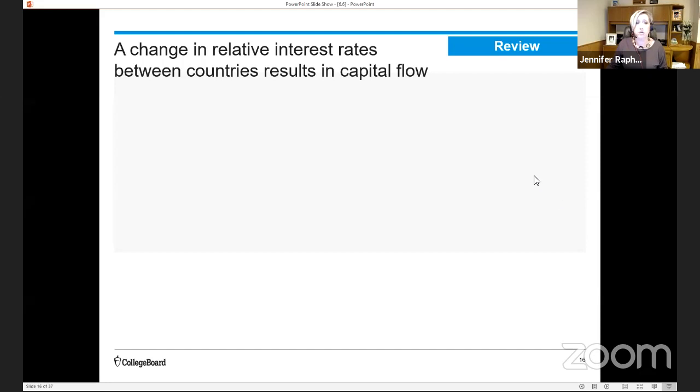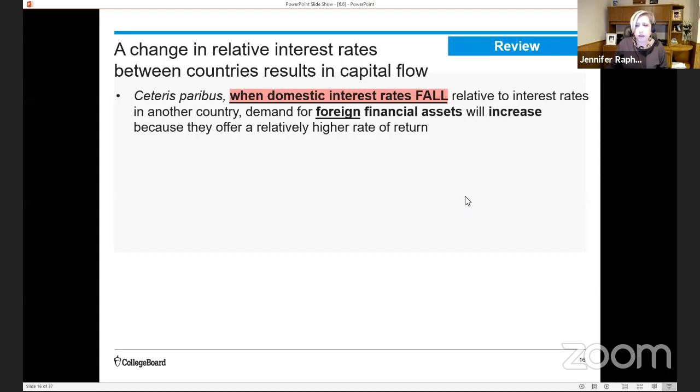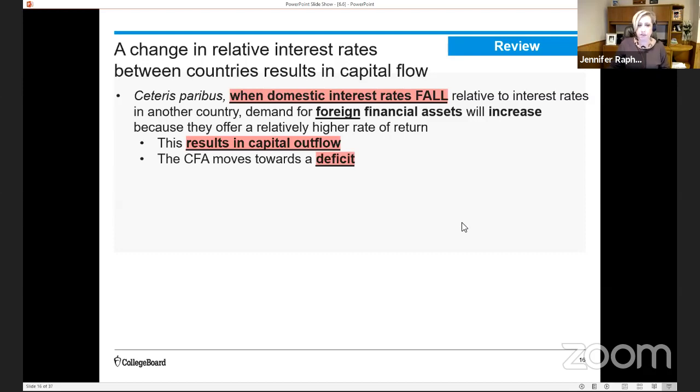Okay, so the first thing you need to know is that a change in relative interest rates between countries results in capital flow. And that's kind of what we've been talking about. So ceteris paribus, or all else equal, when domestic interest rates fall, when they become lower relative to interest rates in other countries, demand for foreign financial assets will increase. There will also be a decrease in demand for the domestic financial assets. But we can think of the demand for foreign financial assets increasing because they offer a relatively higher return to the purchaser. That results in financial capital outflow. And when you have financial capital outflow, the current financial account moves towards a deficit.